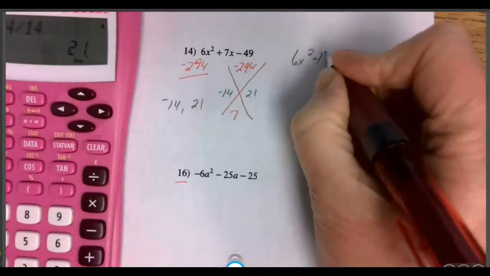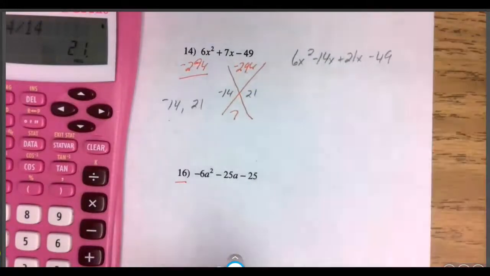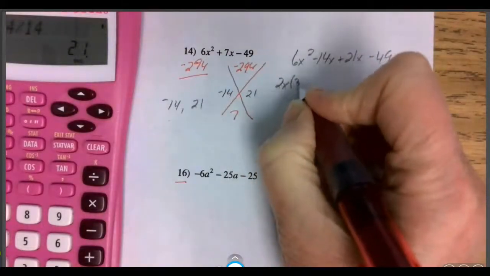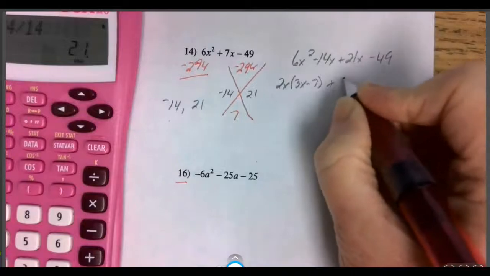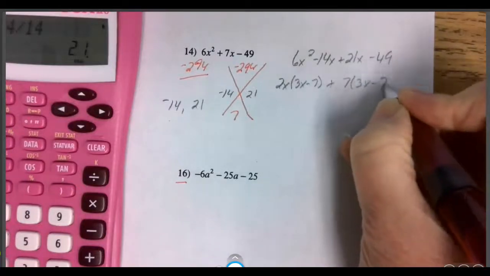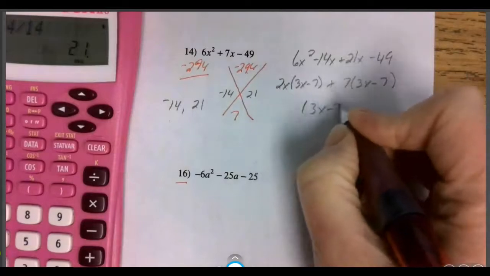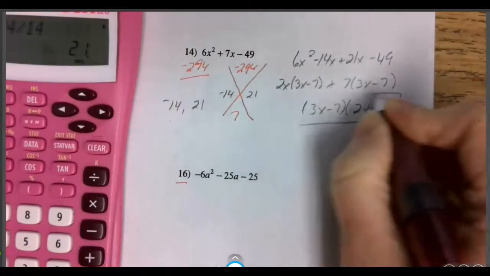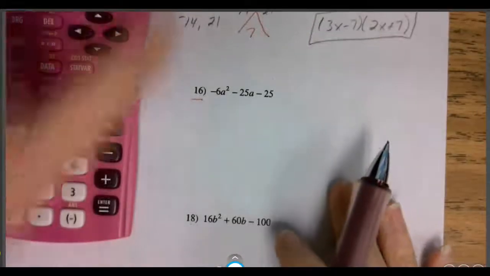6x squared minus 14x plus 21x minus 49. Factor by grouping. And then the greatest common factor again is 3x minus 7. What's left? 2x plus 7. Okay, good. Let's do 16.